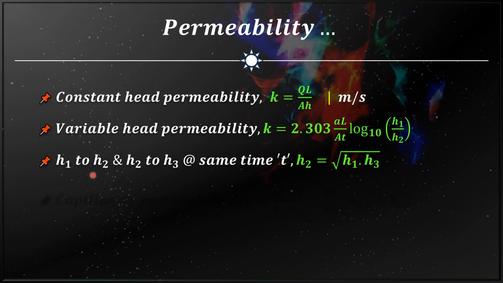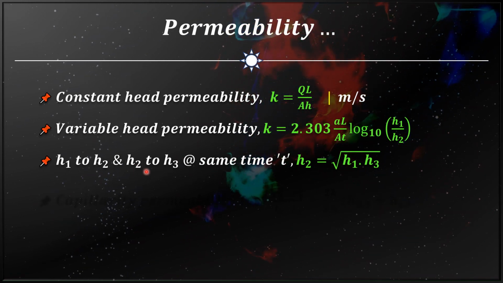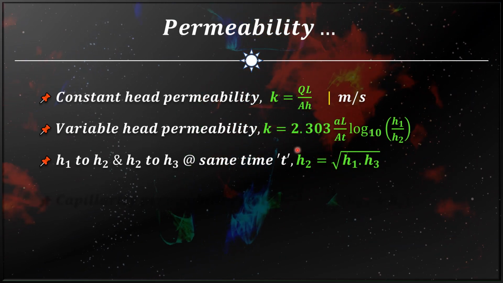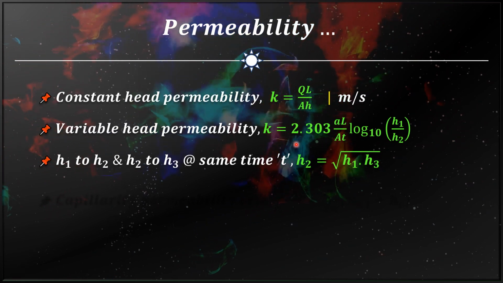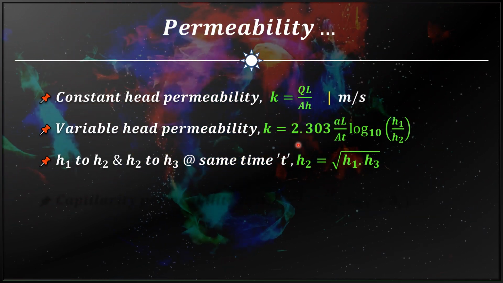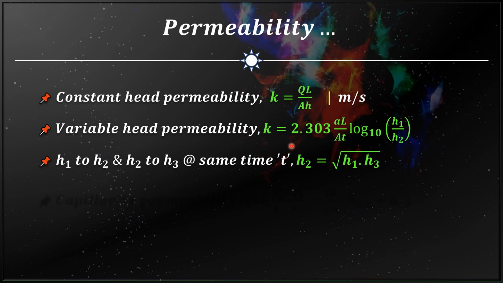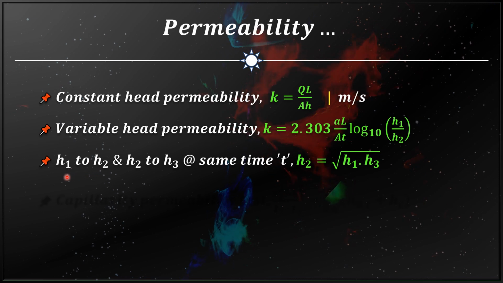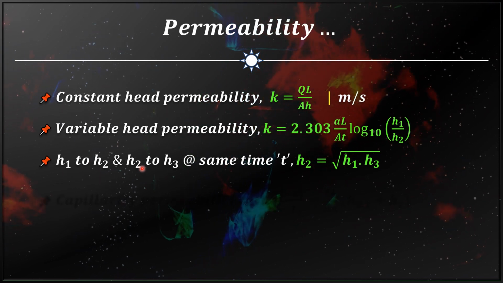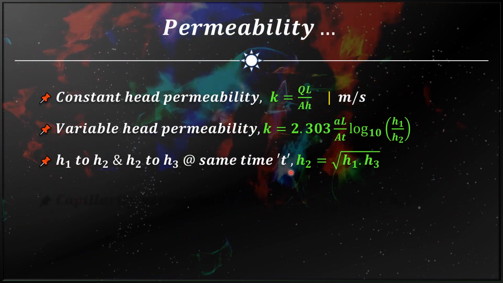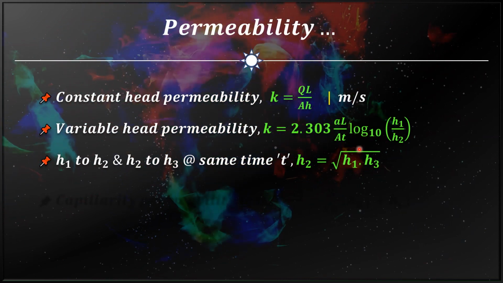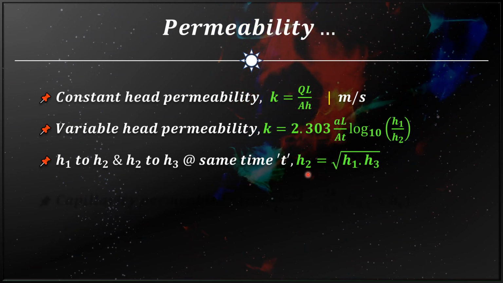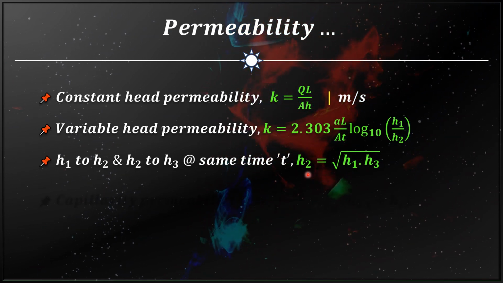So when H1 to H2 drop and H2 to H3 drop happen at the same time T, then it shall follow a geometric progression. So H2 is equal to root of H1 into H3. So this is a kind of GP, that is a geometric progression, when two drops, that is H1 to H2 and H2 to H3, are at the same time T. Then what will be the relation between these three head values? H2 is equal to root of H1 into H3. This is nothing but geometric progression.